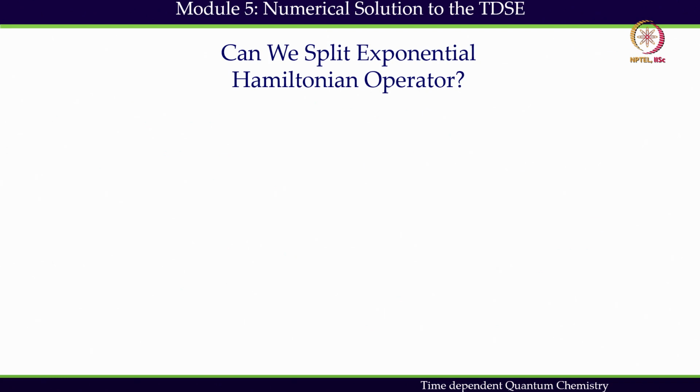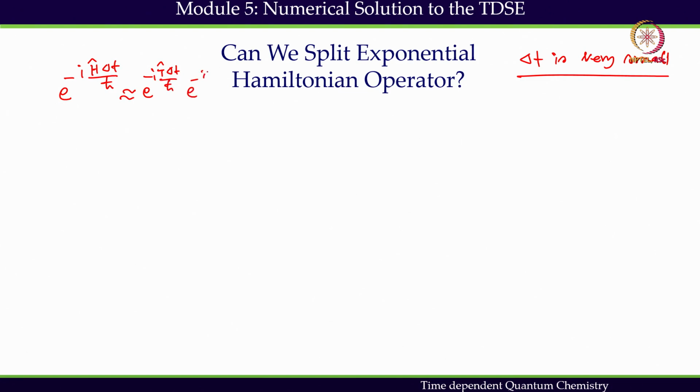However, we have shown that if delta t is very small, then approximately one can write down e to the power minus i H delta t by h cut equals e to the power minus i T delta t by h cut multiplied by e to the power minus i V delta t by h cut. This is called split operator, and if we do that, this is definitely an approximation, then the error in this approximation would be proportional to delta t square. So, as long as delta t is small, the error would be small, and that we are going to prove right now, that if we express this split operator approach, then the error is going to be delta t square.